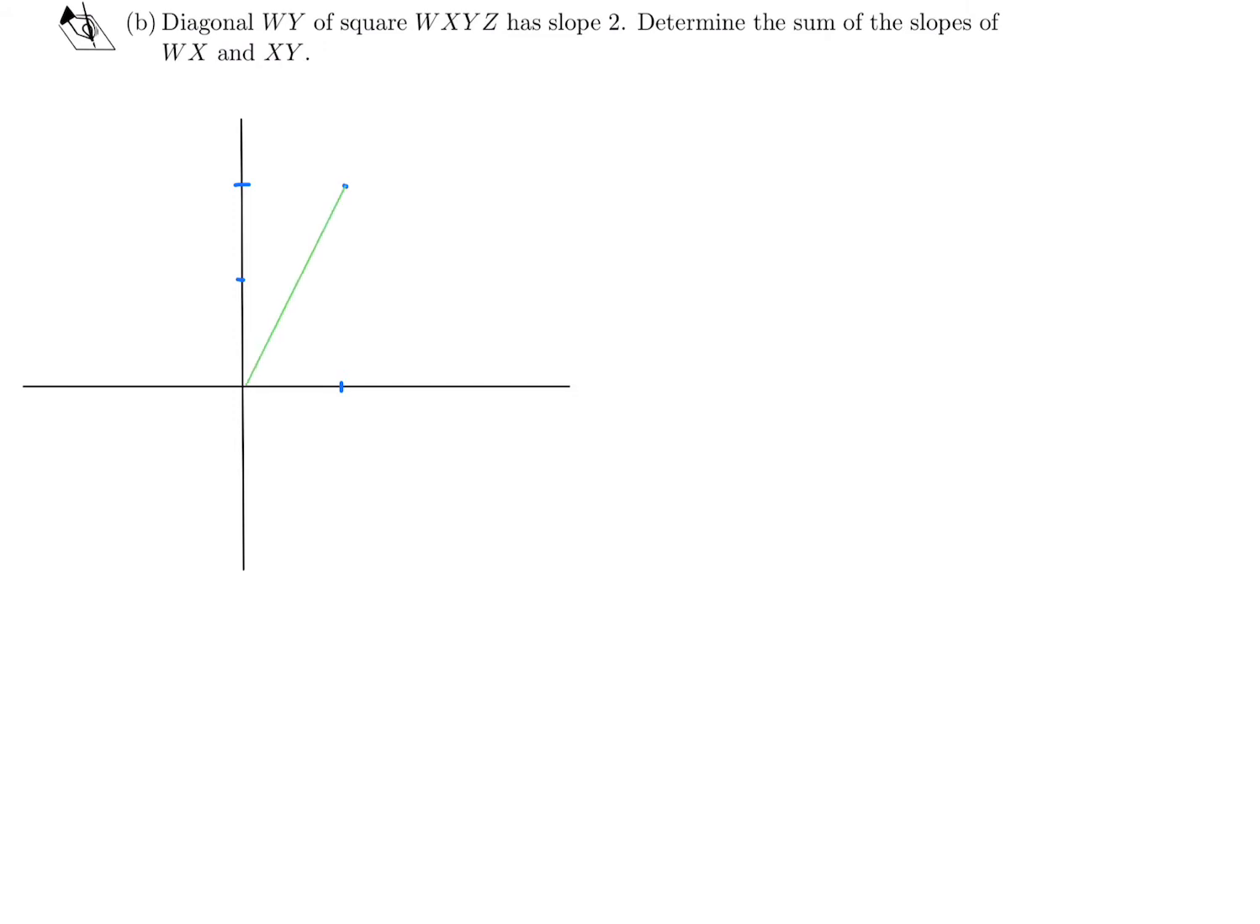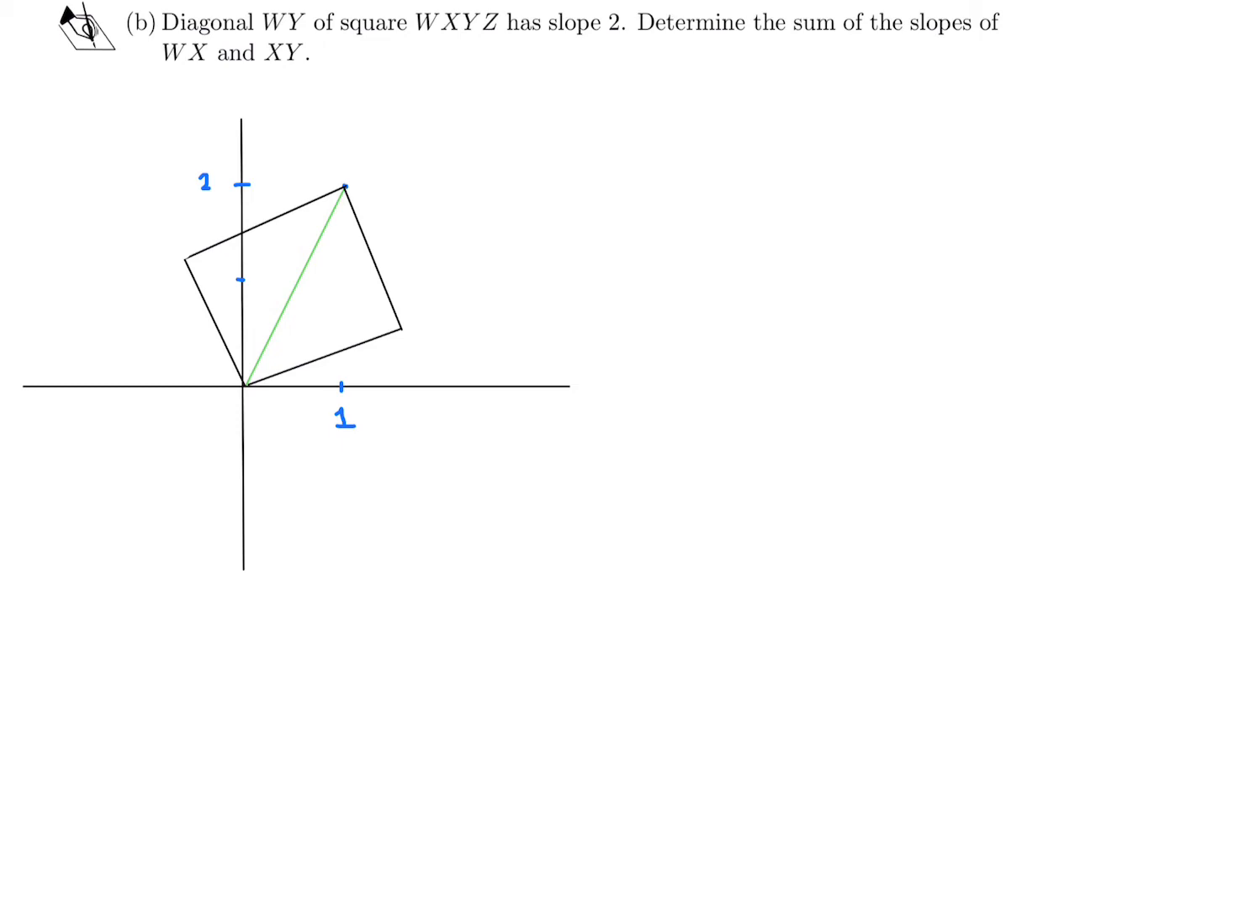So I purposely drew it so that rise over run is 2, right? The rise is 2 and the run is 1. So this is, as you can see, 2 and 1. Okay, so now we have to draw a square. So a little bit tricky. It won't be perfect here, but let me attempt to draw a square that has that as the diagonal. So here you go. Approximately, that's a square, right? Sort of.